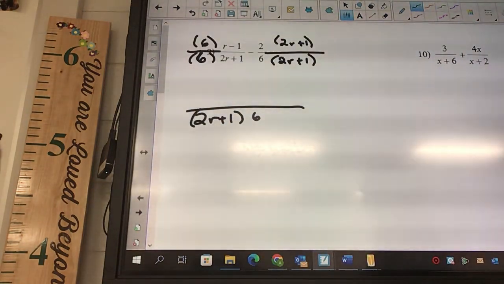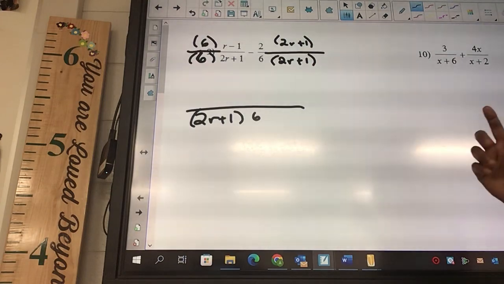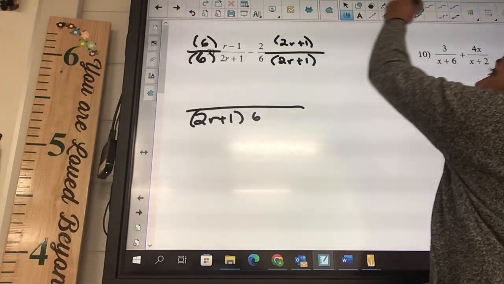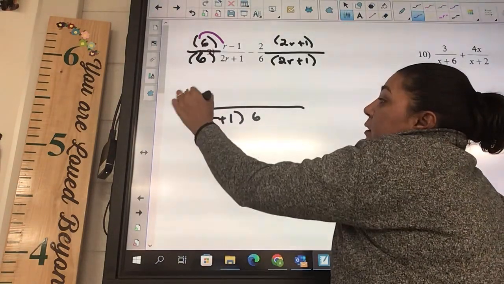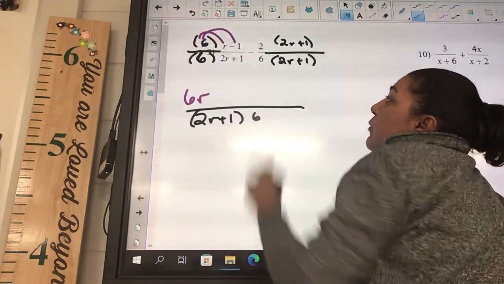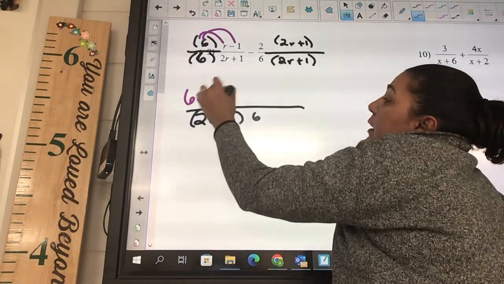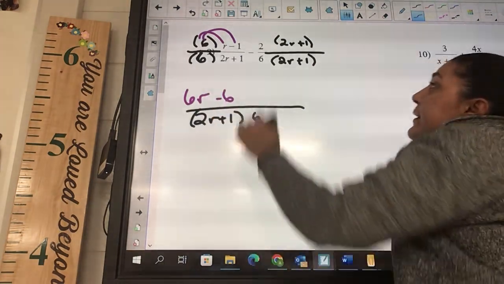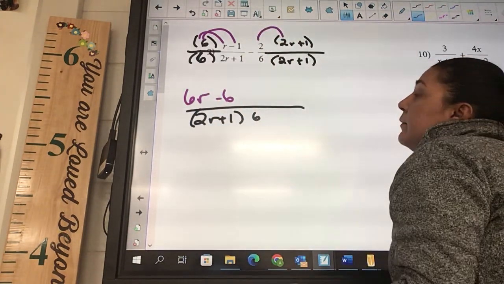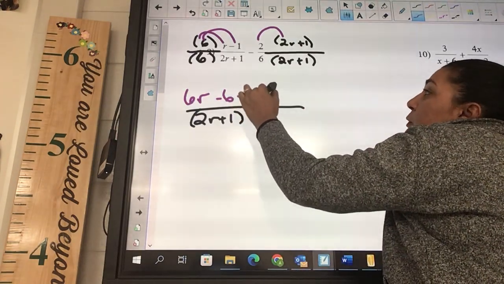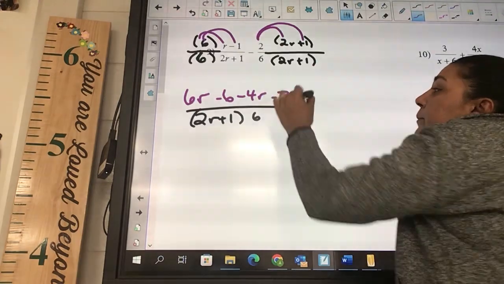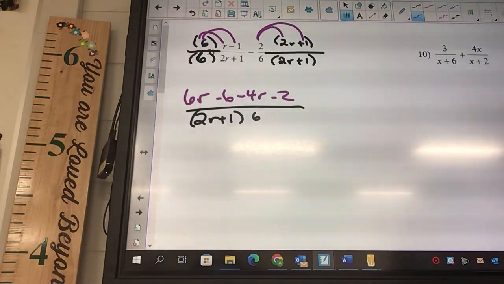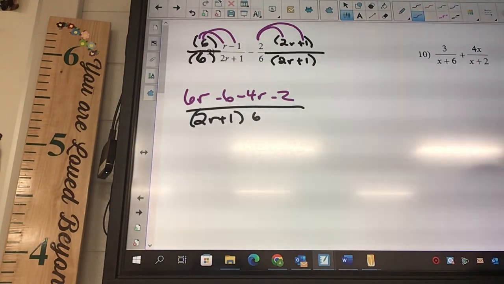Okay, and these ones we're going to stop and talk a little bit. For the top, I'm going to get 6 times r. 6r. 6 times negative 1. Negative 6. For the second set, I got negative 2 times r. Negative 4r. Negative 2 times 1. Negative 2. Okay, now normally we leave the bottom alone because it looks like this.